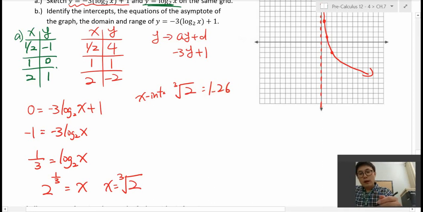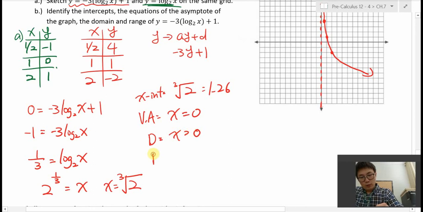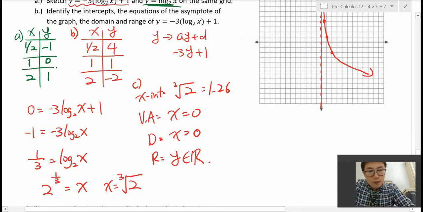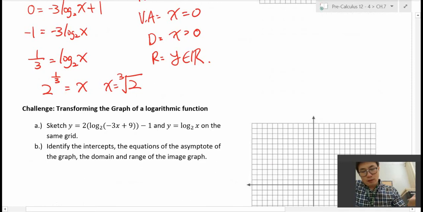Okay. What else do we need to find? The asymptote. We still have the vertical asymptote and it actually didn't move. It was still x equal to 0. Domain, in that case, will remain the same, bigger than 0. Range is going to be all real numbers. Okay. So that's the answer for this one. Okay, so that's it.